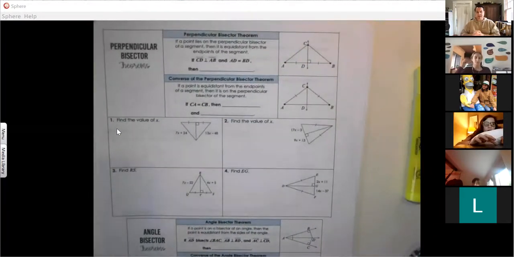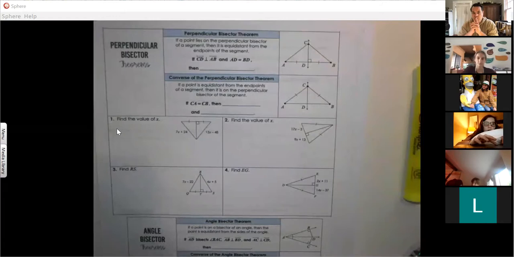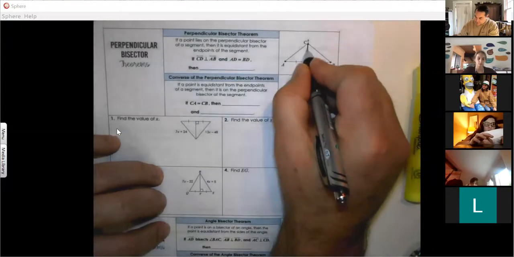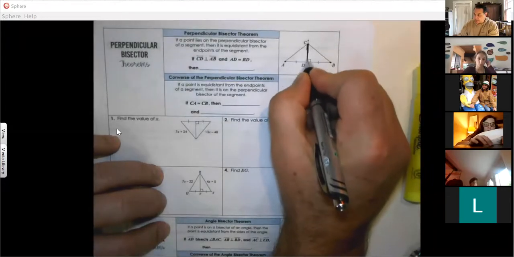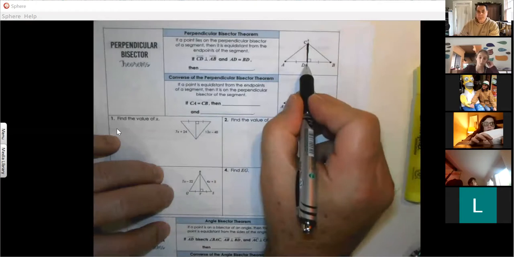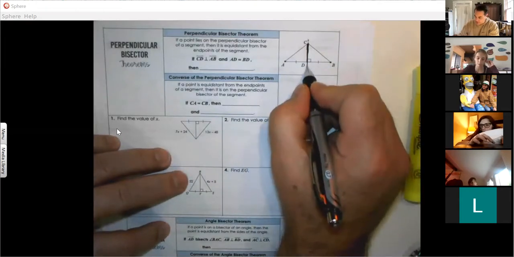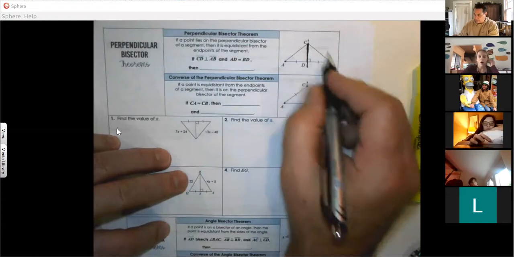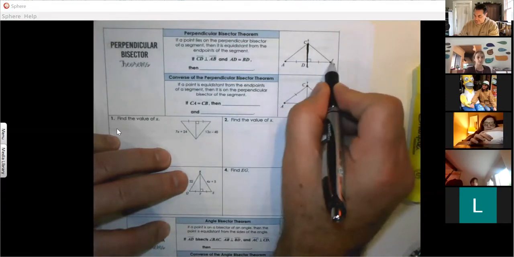Page 2, talking about perpendicular bisectors. I want you to picture that this is like a tower that you're putting up, like a really tall something or other, and you're putting it into the dirt. And when you do that, you're going to make it go straight up and down, right? You're going to make it perpendicular, and you're a little worried it's going to fall over. So you go out and you put these stakes in the ground.